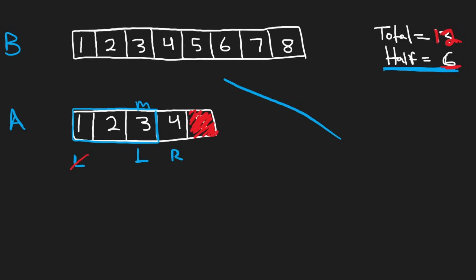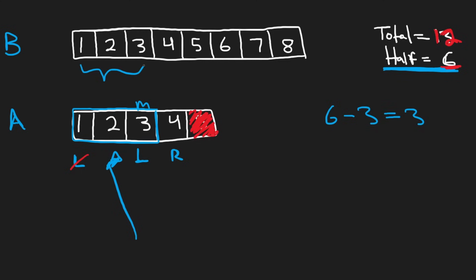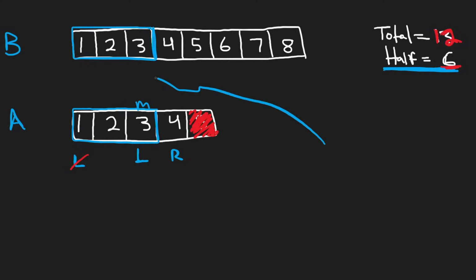And so how many elements from our array B are we going to need? Well, let's just compute it, right? Half is 6. Minus 3, because that's the size of this partition, is going to total to be 3. So we know that the partition from B is also going to need to be size 3. So let's get the first 3 elements of this.